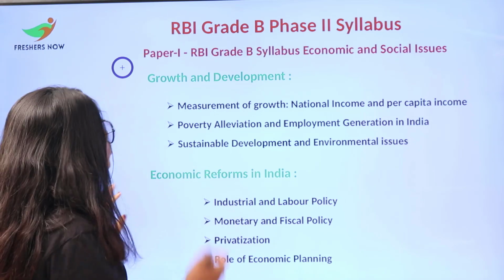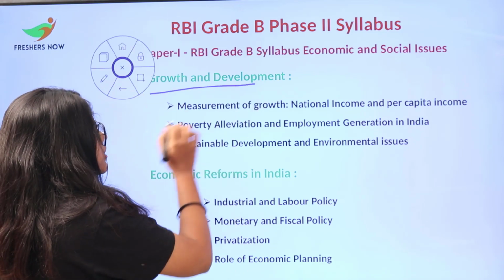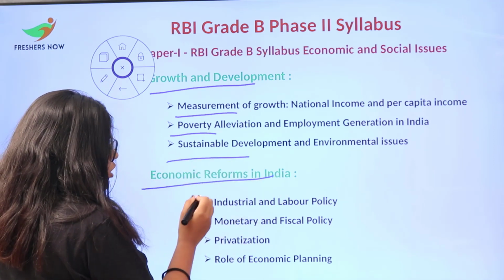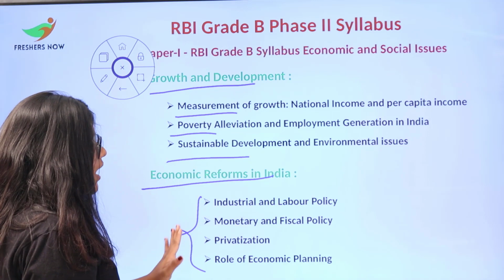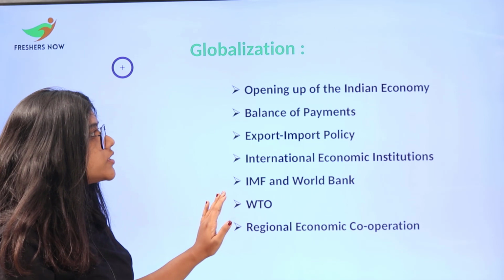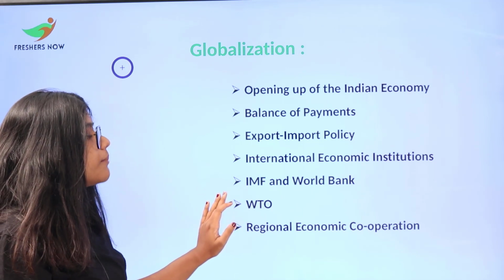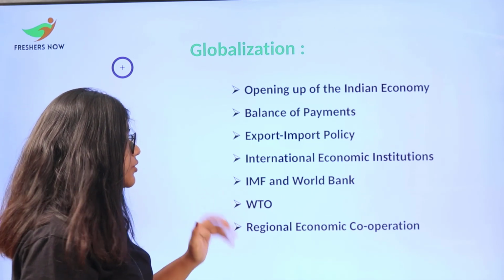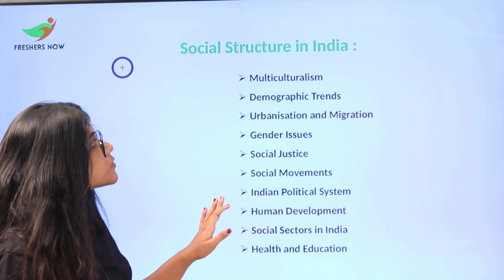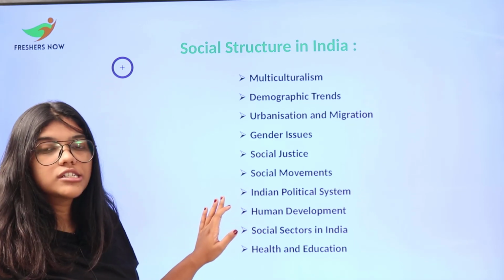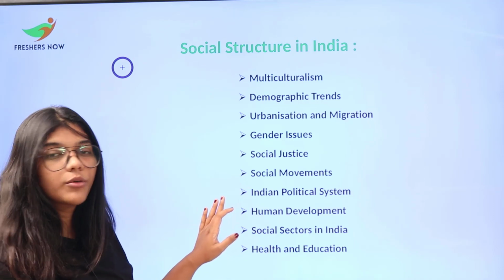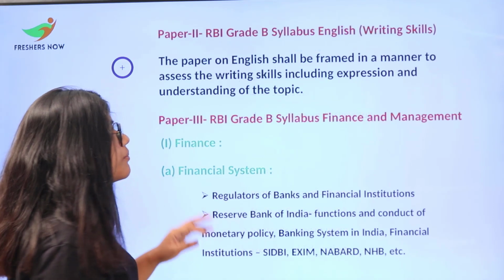Now heading over to the phase 2 syllabus. For growth and development: measurement of growth, poverty alleviation, sustainable development. For economic reforms in India, topics like industrial and labor policy, privatization, role of economic planning. For globalization: opening up of the Indian economy, balance of payments, export and import policy, WTO, regional economic cooperation. And the next section is social structures. The social structures topics are as follows: gender issues, social movements, demographic trends, social sectors in India, human development, etc.